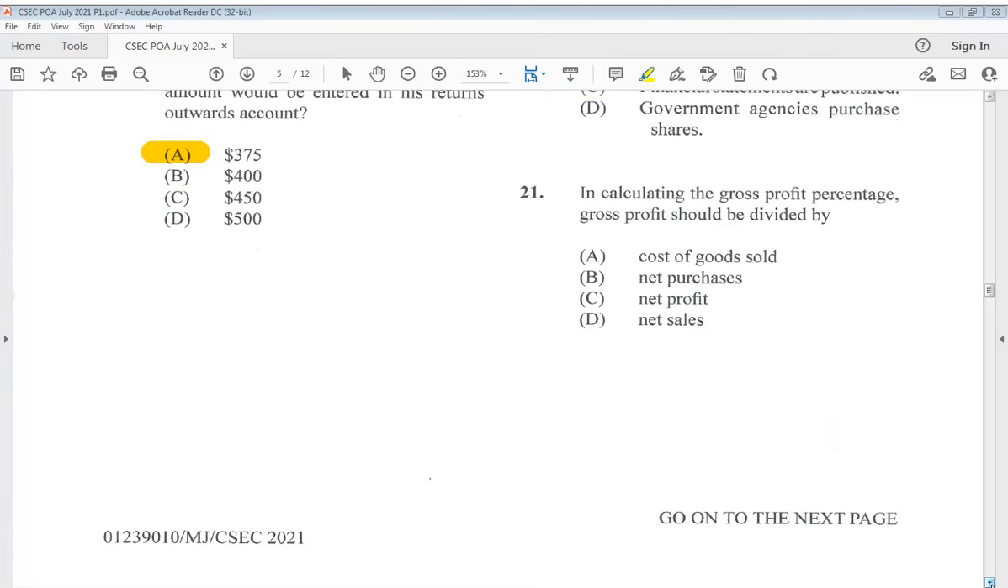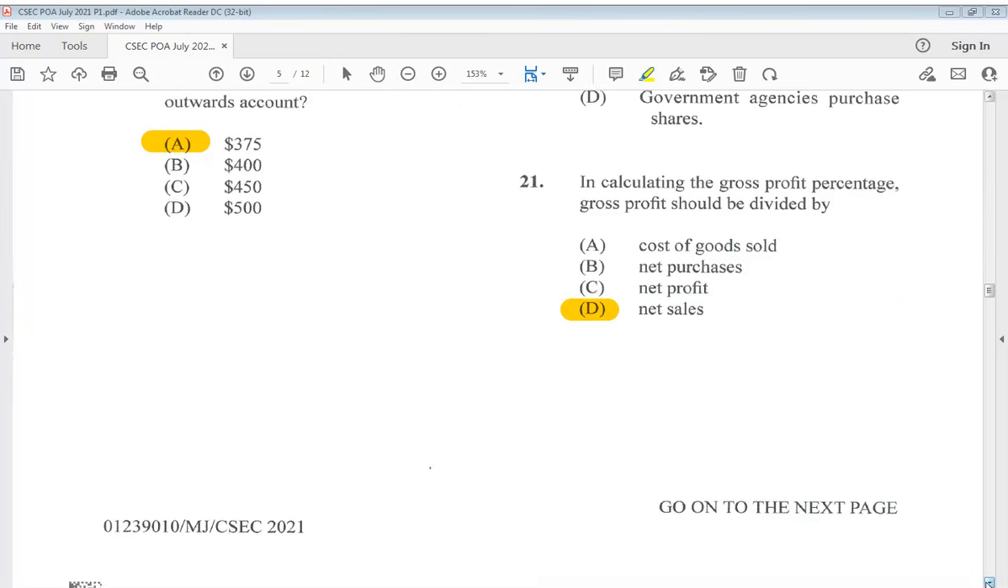Let's go to number 21. In calculating the gross profit percentage, gross profit should be divided by, what do we divide the gross profit by? We know that is not A, cost of goods sold, nor B, net purchases. C says net profit. No. D would be the answer, net sales.